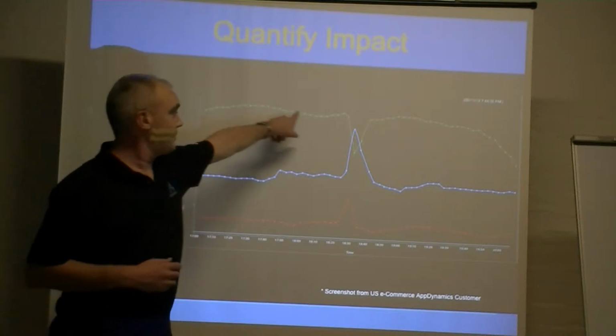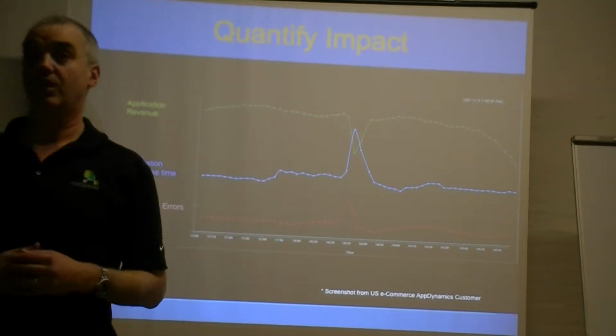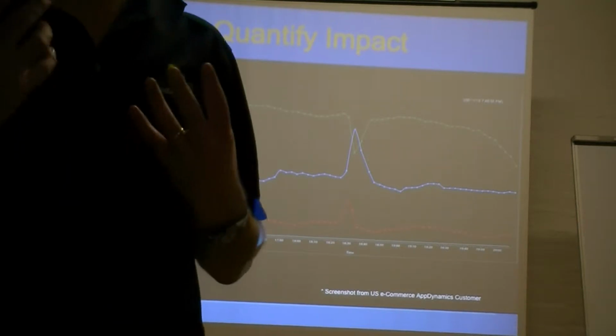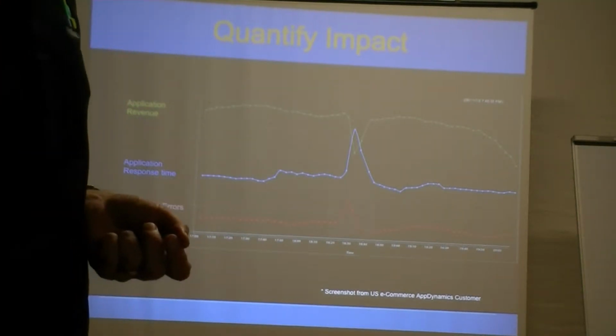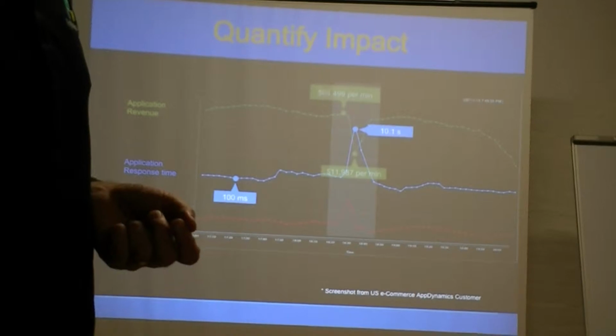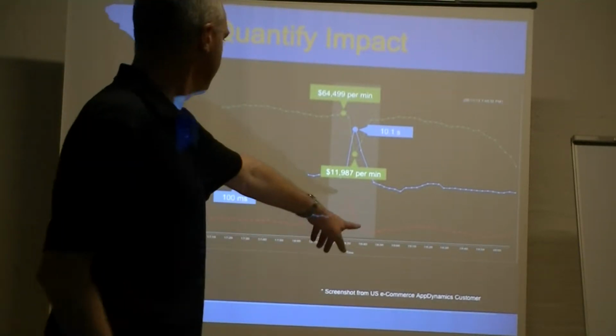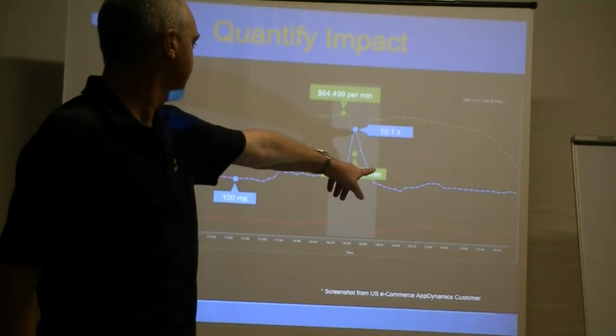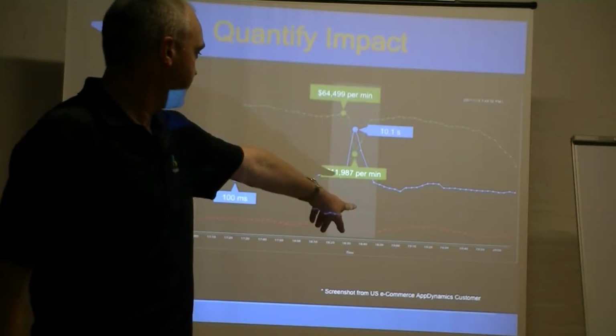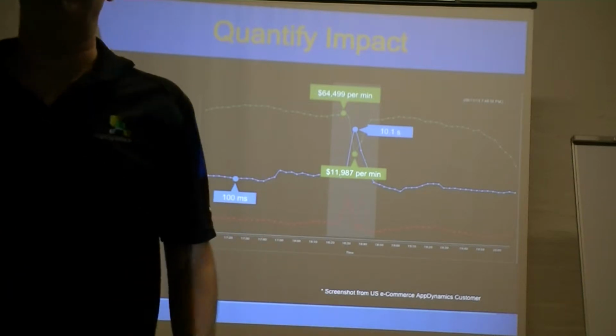We want to be able to track what's the business impact. Is that taking a hit or not? Right, and this helps us to make some really valuable decisions based on that data. Okay, and in this example, we had a spike where the response times went up to about 10 seconds or so, and we saw about a $50,000 revenue drop per minute through the application flowing through.